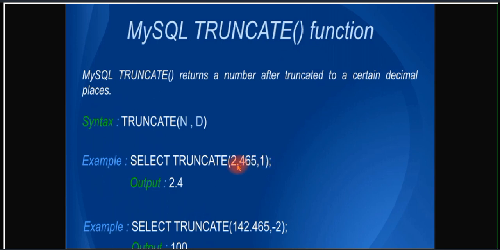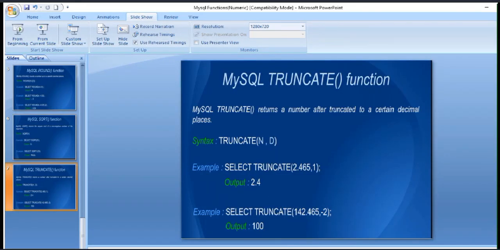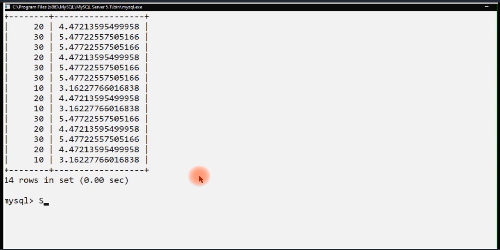That means after decimal one digit is required. But unlike your round function, we are not going to check the second digit. Simply we are going to take one digit after decimal without looking at the second or third digit. So the answer is 2.4. So let me show you practically in MySQL how it works.